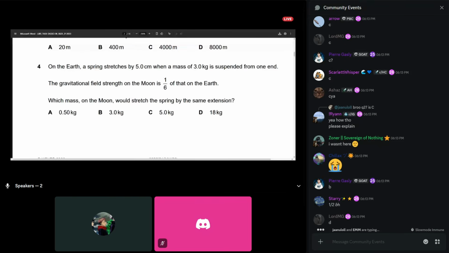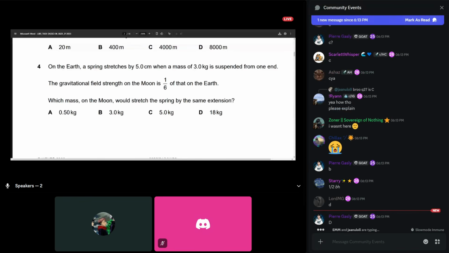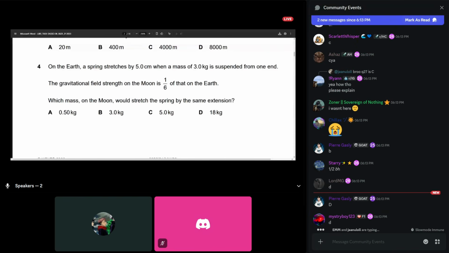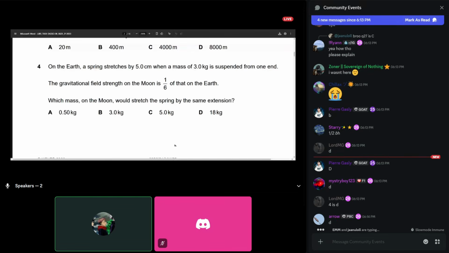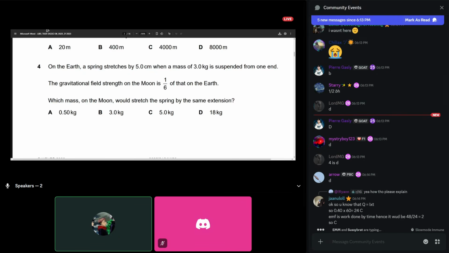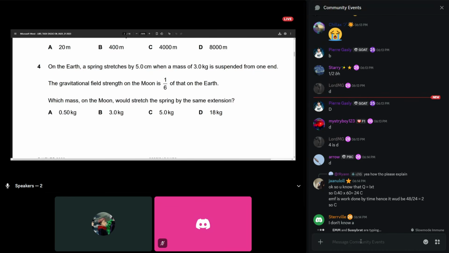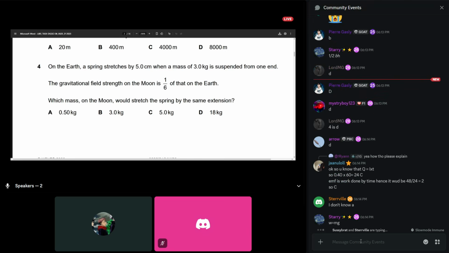What's the answer to this? It is D, correct. Look, when we need to have the same force, right? Because we're using the exact same spin. We need to have the exact same force. And since the gravitational strength on the moon is 1 by 6, we need to have 6 times the mass. So yeah, 3 into 6, 18.